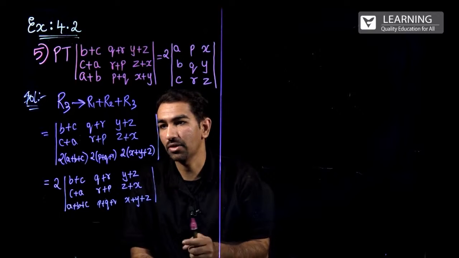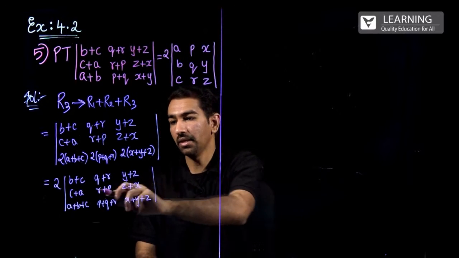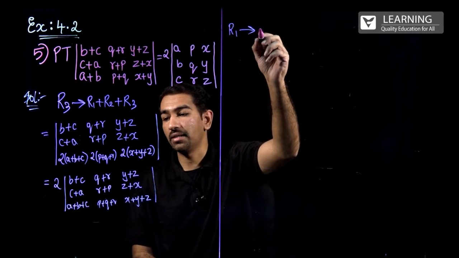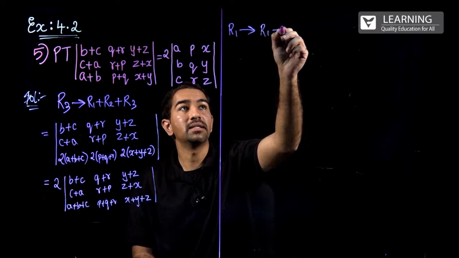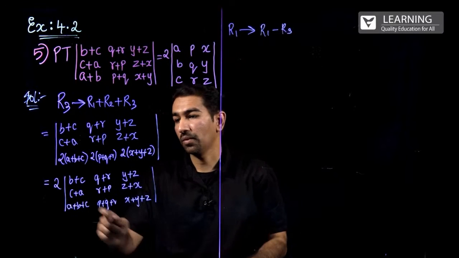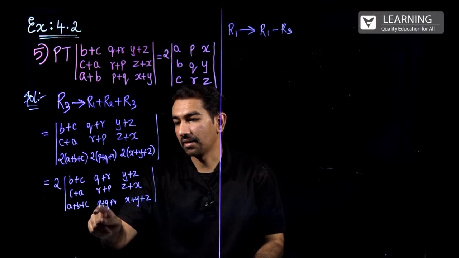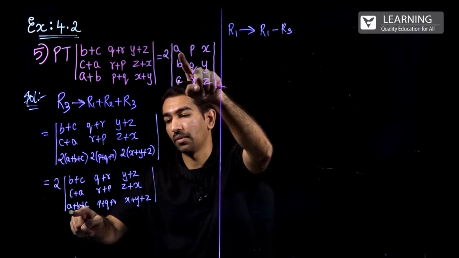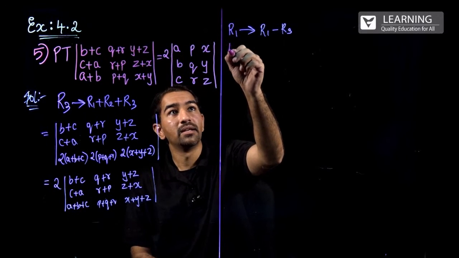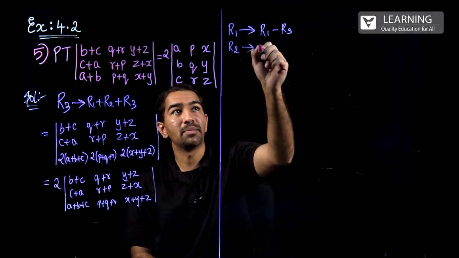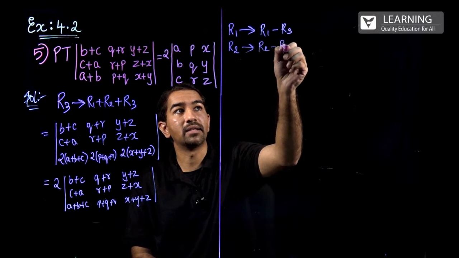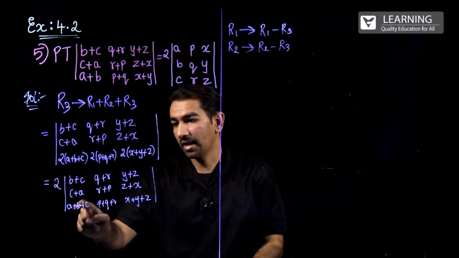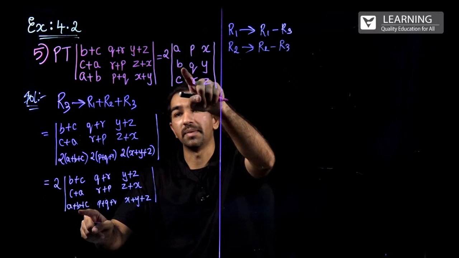So students, the next operation we are going to conduct will be R1 minus R3. What will happen? You see, R1 minus R3, so B and B will get cancelled, C and C will get cancelled. What will remain out? A will remain out, correct? Similarly, for R2 also, we will use the same operation, R2 minus R3. See what will happen again? C and C will get cancelled, A and A will get cancelled. What will remain? B will remain, correct?